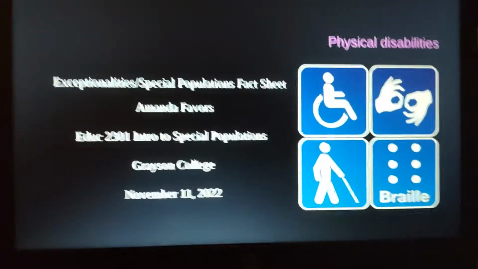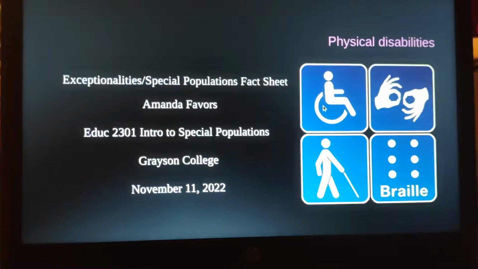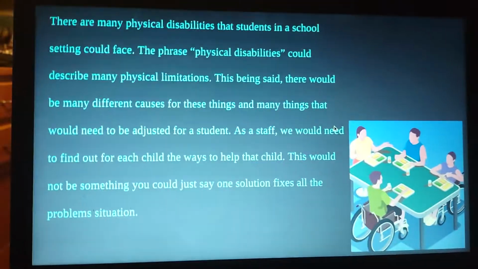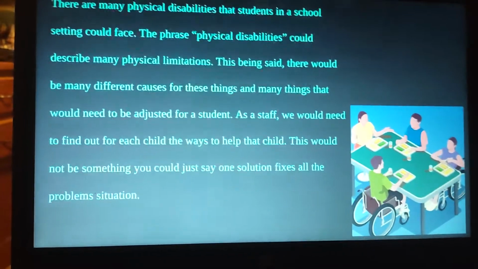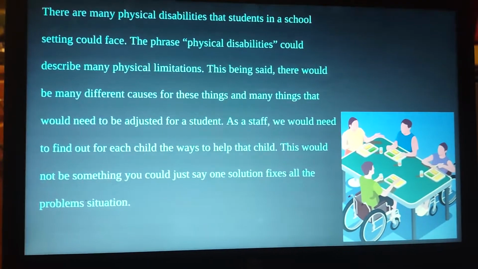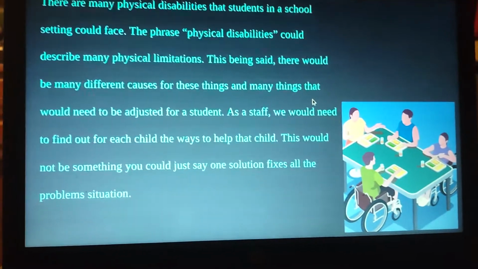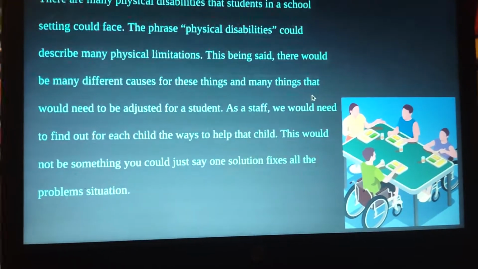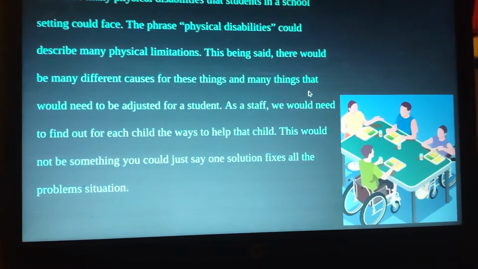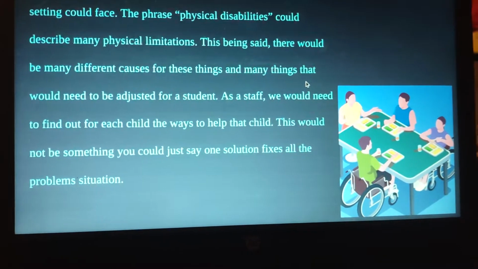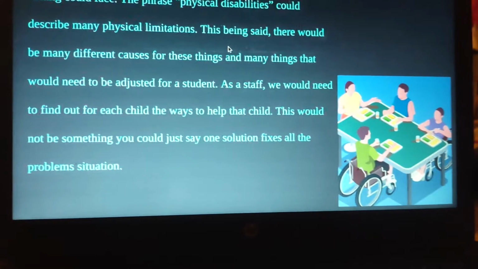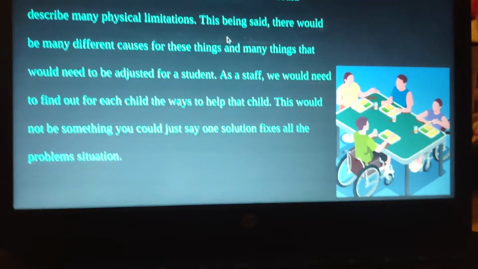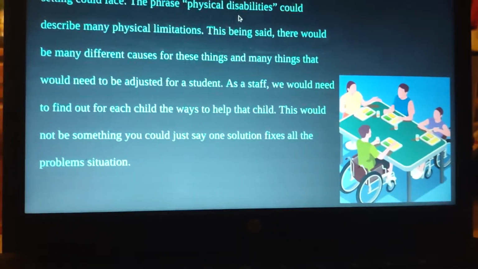I have picked physical disabilities for my fact sheet. There are many different types of disabilities that students face, and so I just picked physical disabilities, but this could actually equal multiple things. So with that, there's not just one certain cause. It depends on what the actual physical disability is as to what the cause could be.